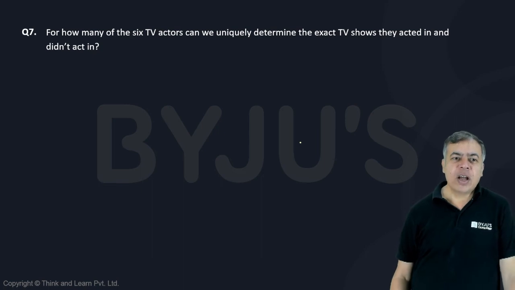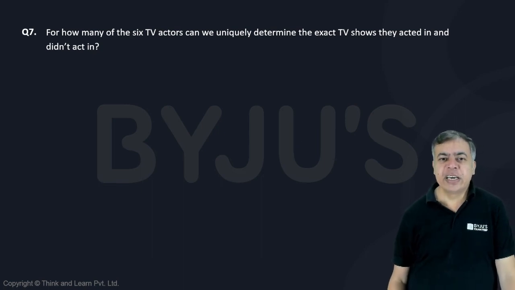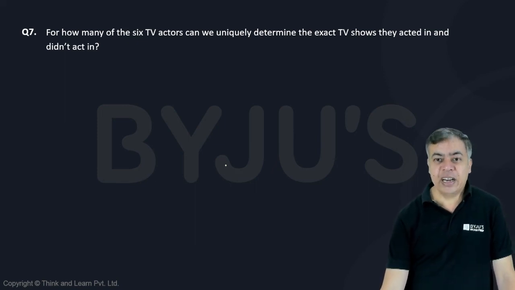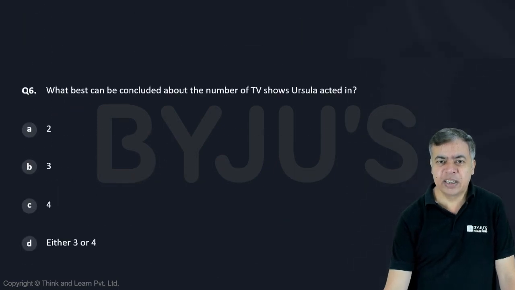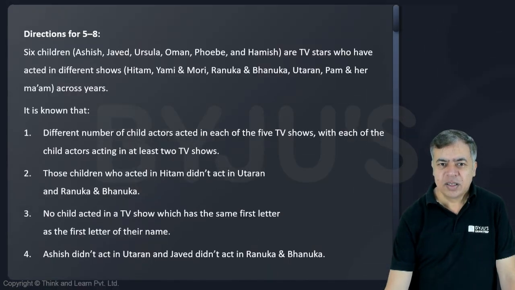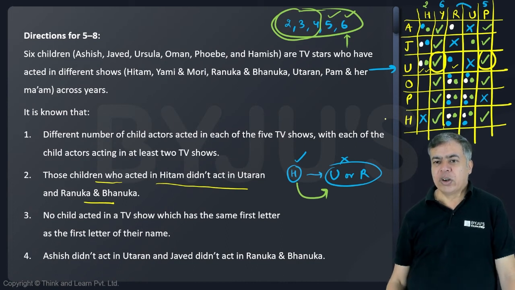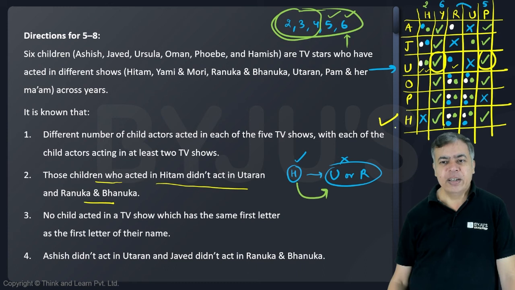Okay, the question is, for how many of the 6 TV actors can we uniquely determine the exact TV show they acted in and didn't act in? Exact TV show. How many actors? Just focus here. So for this, H you can definitely find, because in all the cases it is yes. For P also you can find, and for O you can also find, and this is definitely across.